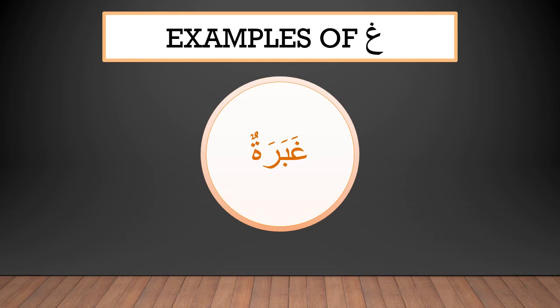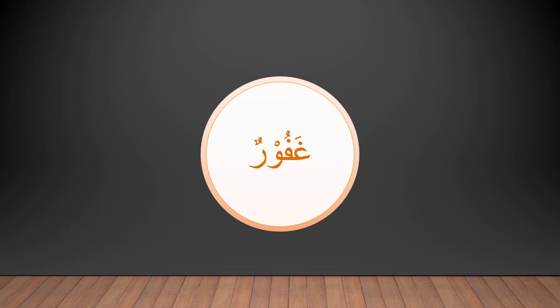Ghabaratun. Make sure to keep letter ba light. Do not say ghabaratun. The correct pronunciation is ghabaratun. Our next word. Do you see any mud letter? Yes, there's a waw, and the waw has sukoon, and it is preceded by a dhamma, which is a matching haraka. So we'll prolong letter fa for 2 counts. Ghafurun.